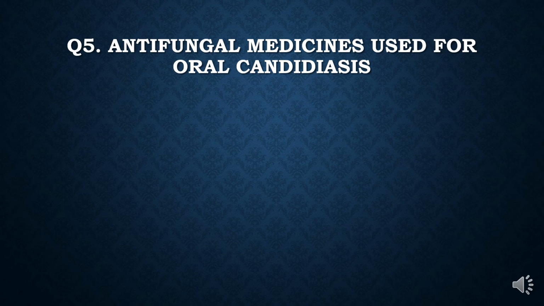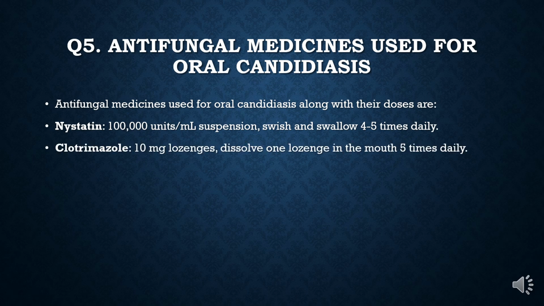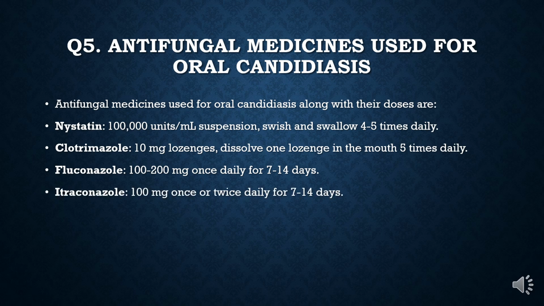Question 5. Antifungal medicines used for oral candidiasis. These are nystatin 1 lakh units per milliliter suspension, swish and swallow 4 to 5 times daily, clotrimazole 10 milligrams lozenges, dissolve 1 lozenge in the mouth 5 times daily, fluconazole 100 to 200 milligrams once daily for 7 to 14 days, and itraconazole 100 milligrams once or twice daily for 7 to 14 days.